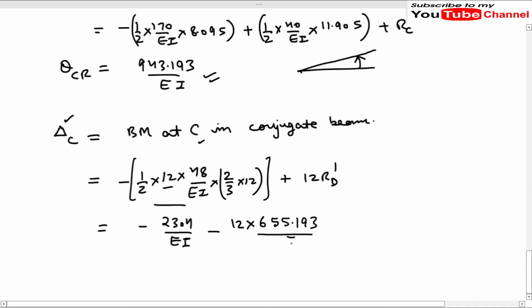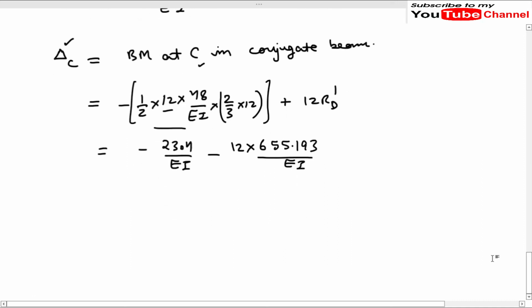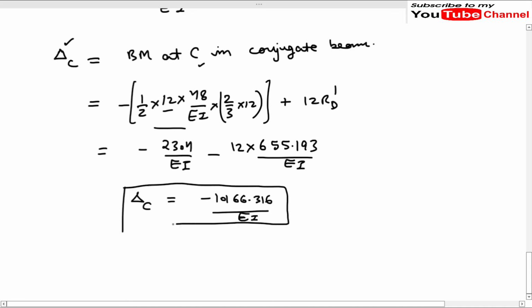And the value of RD dash is 655.193 divided by EI, and after solving, or you can say after calculation, you will get the value of delta C as minus 10166.316 divided by EI. Okay, and this is negative, which means that our deflection delta C is downward.